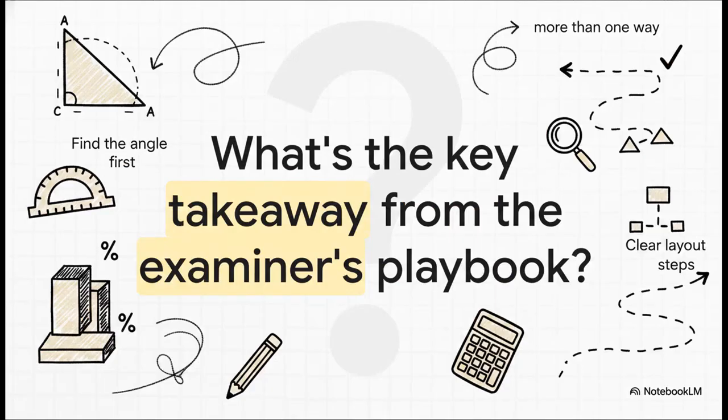So what's the real key takeaway here from looking at the examiner's playbook? It's this: there's almost always more than one valid way to solve a problem. Whether you found the angle first or you worked directly with the proportion, a logical, clear process is what earns you the marks. The secret to top grades isn't just about knowing the answer, it's about proving, step by step, exactly how you got there.